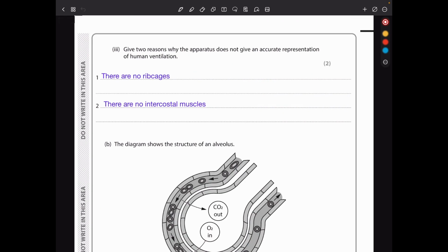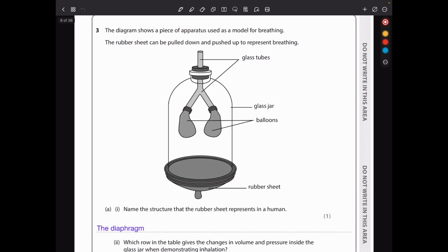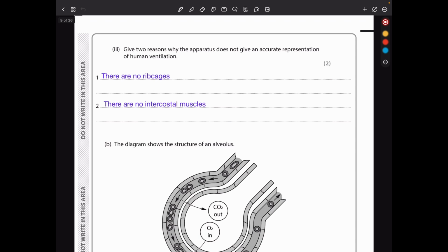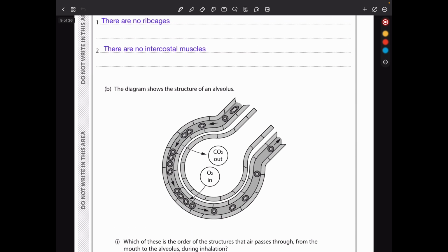Next, they say give 2 reasons why the apparatus does not give an accurate representation of human ventilation. If we go back here, we can see this is a glass, but in the chest cavity, we have rib cages as well as intercostal muscles that can allow for expansion, but the glass is rigid. So I said there are no rib cages and there are no intercostal muscles.